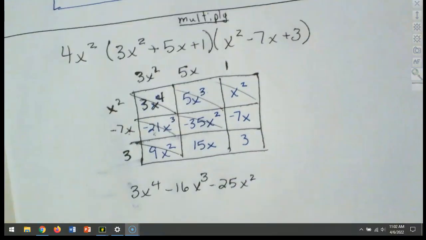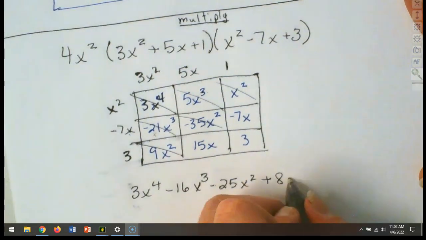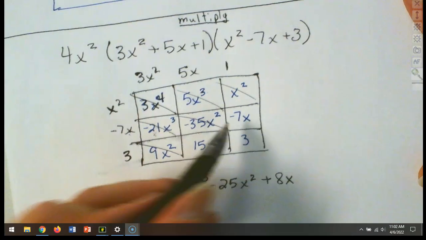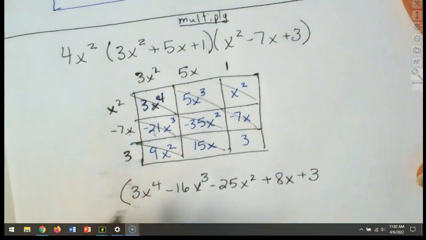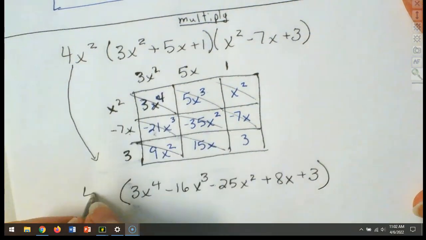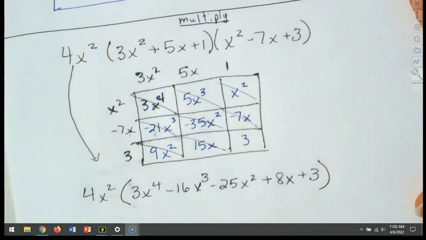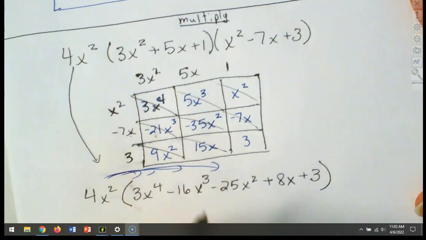And then we've got 15 minus 7 and 15 minus 7. That makes it a positive 8x again. Gone and gone. And then the 3 is all by itself. And don't forget now what's out in front of all of it. 4x squared. Yep, 4x squared. And so now my last step is going to be push that 4x squared through.